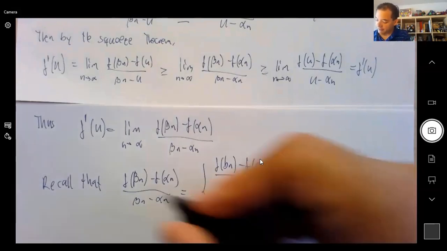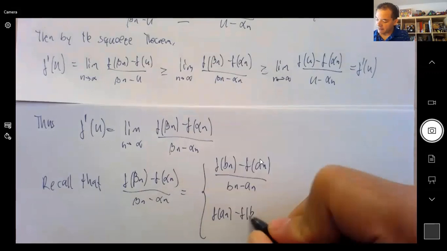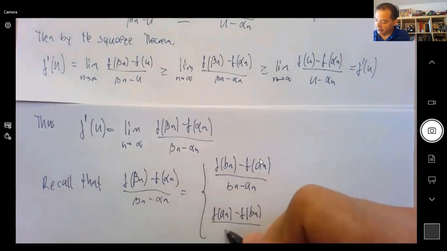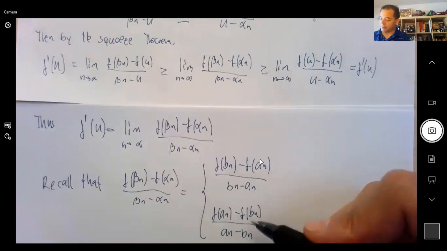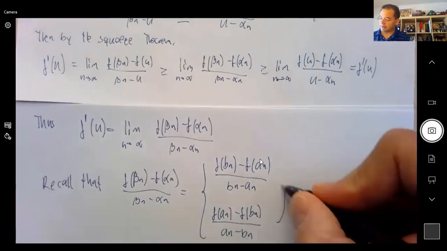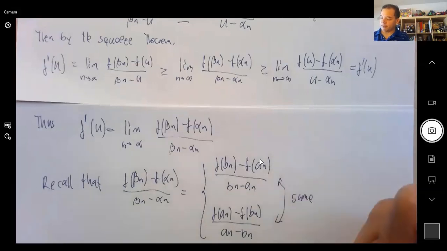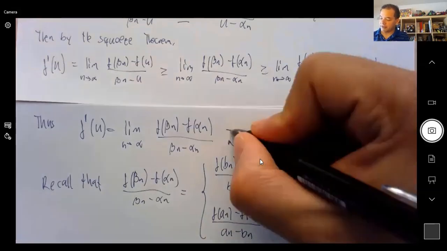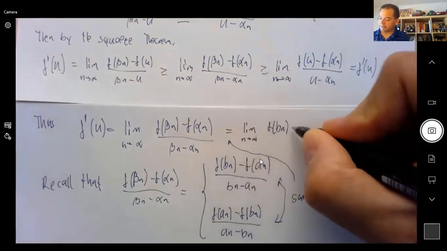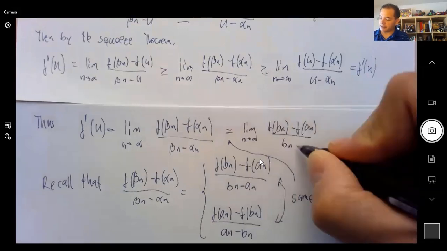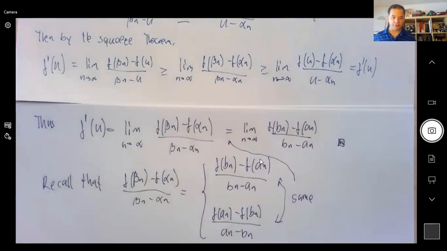So this is really f of an minus f of bn over an minus bn. But look what I have. It's like multiplying by -1 top and bottom, right? If you multiply by -1 top and bottom, you realize that these are the same. So it's really the same. So we put that in here, and this is the limit when n goes to infinity of f of bn minus f of an over bn minus an, and that's the end of my little proof here. Okay? All right. Awesome. So that's this little lemma.